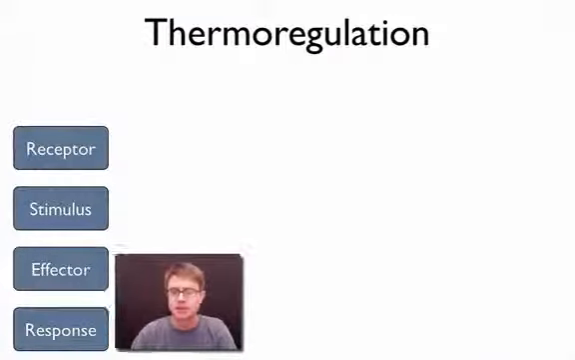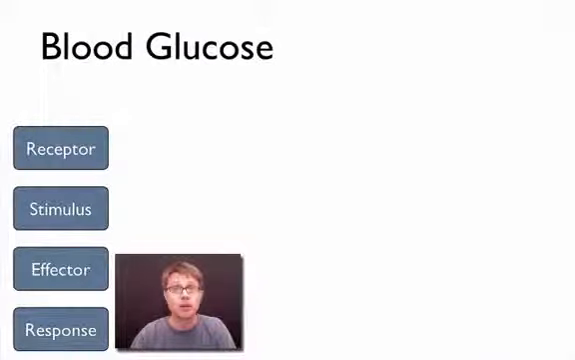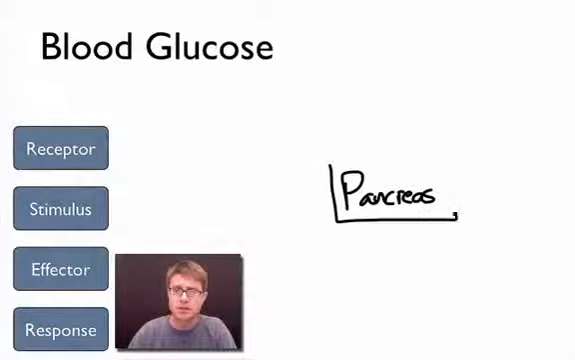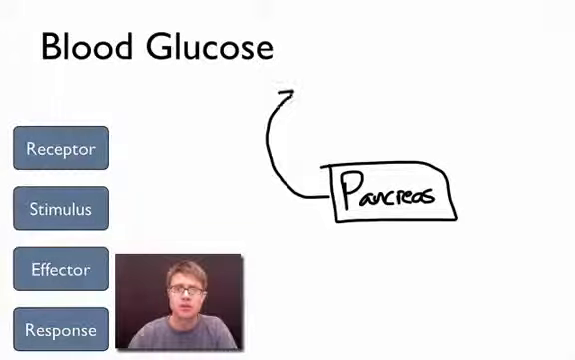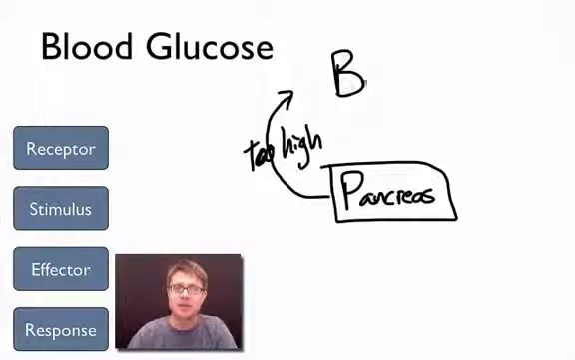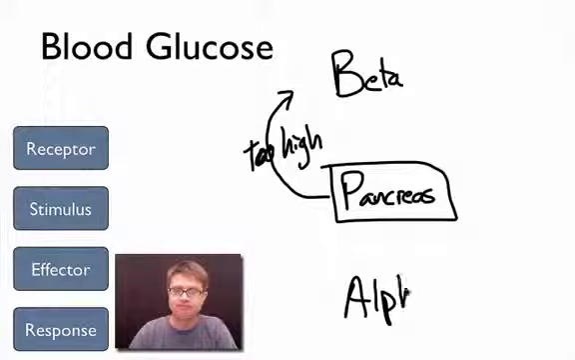Another example is blood glucose. If we think about that, we should maybe set up the organs first. What would the organ be in the middle? Well, the organ's going to be the pancreas, so let's put that right in the middle. What are we going to have if our blood glucose goes too high? Well, remember, the way I always do it is that we've got beta cells at the top and alpha cells at the bottom.